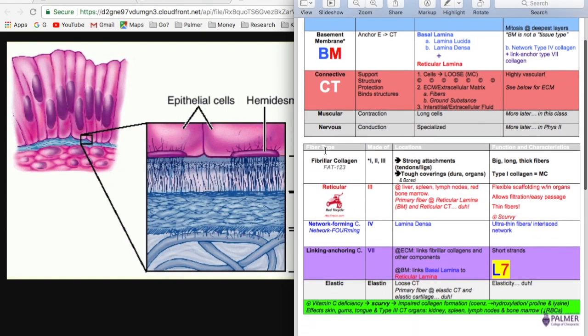Next, we'll get into the different types of fibers and the different body parts and functions that they're going to be associated with.